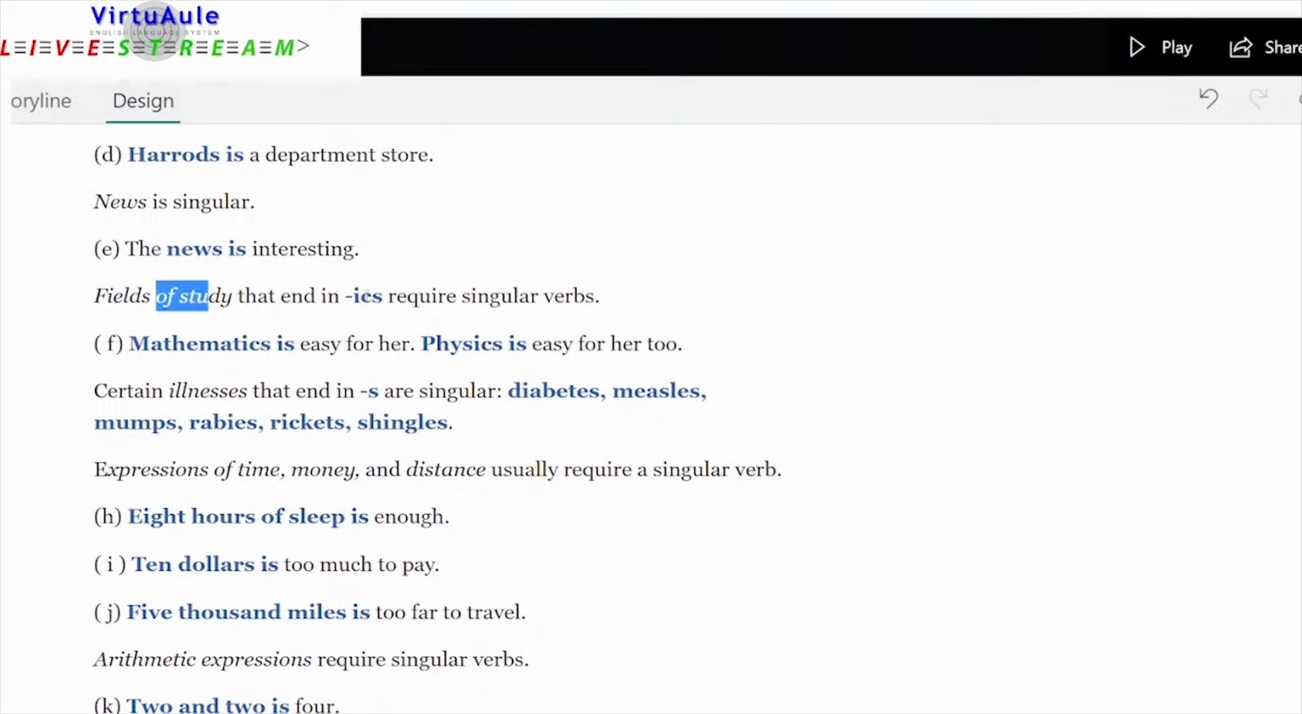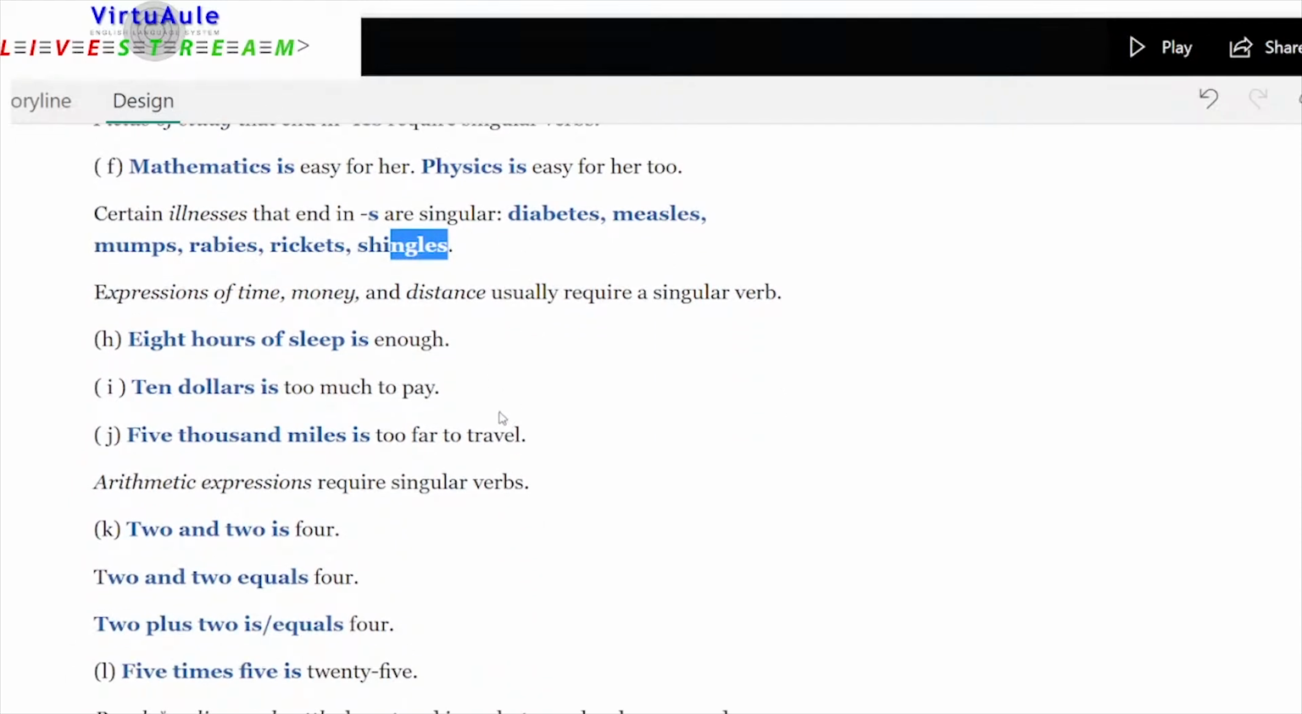Fields of study that end in ics require singular verbs. So mathematics is easy for her. Physics is easy for her too. Certain illnesses that end in s are singular. Diabetes, measles, mumps, rabies, rickets, and shingles. Those are all considered singular.